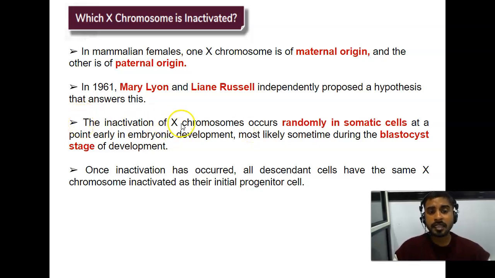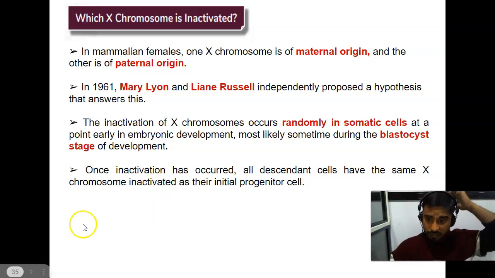So the inactivation of X chromosomes occurs randomly in the somatic cell at an early point of the embryonic stage, most likely sometime during the blastocyst stage. Once inactivation has occurred, all the descendant cells are going to have the same X chromosome inactivated, in their initial or another progenitors. Hopefully this topic has been understood by all of you.